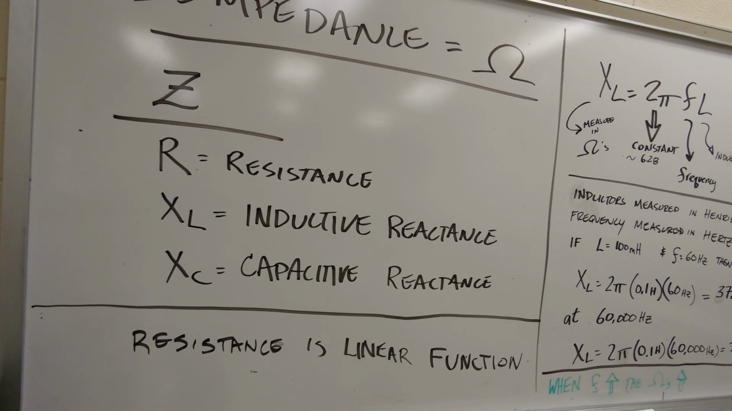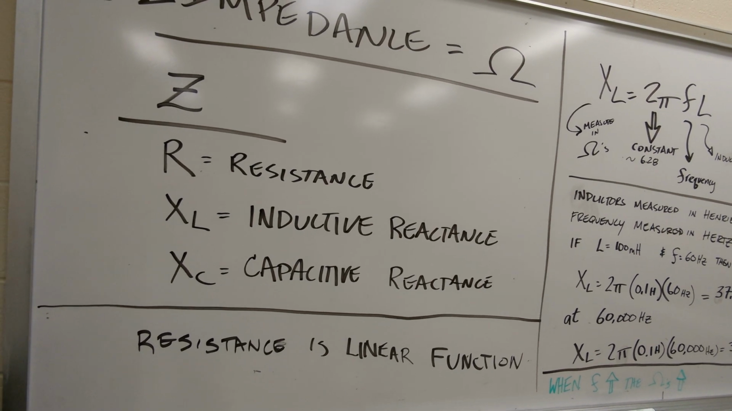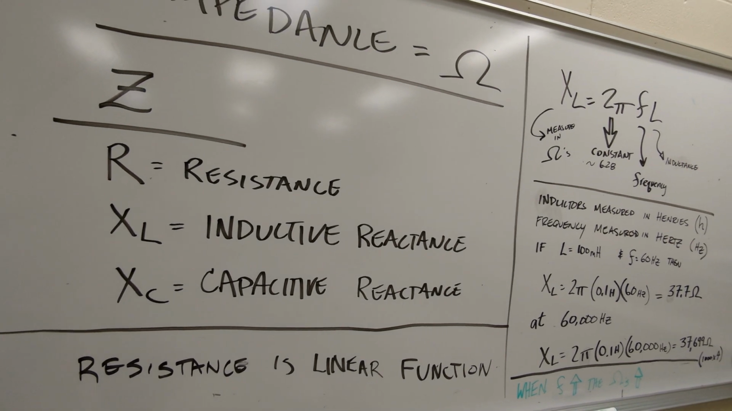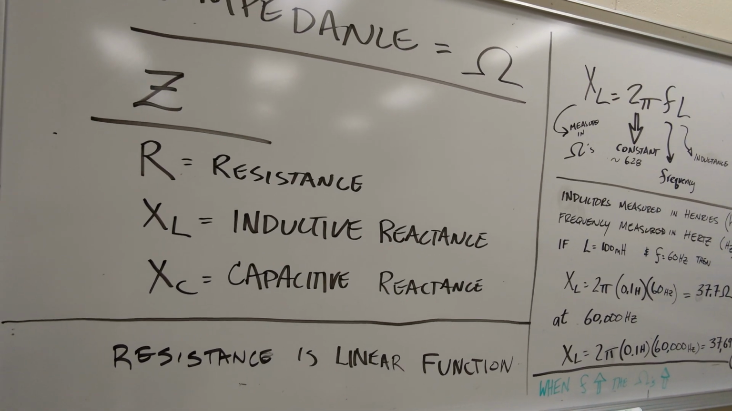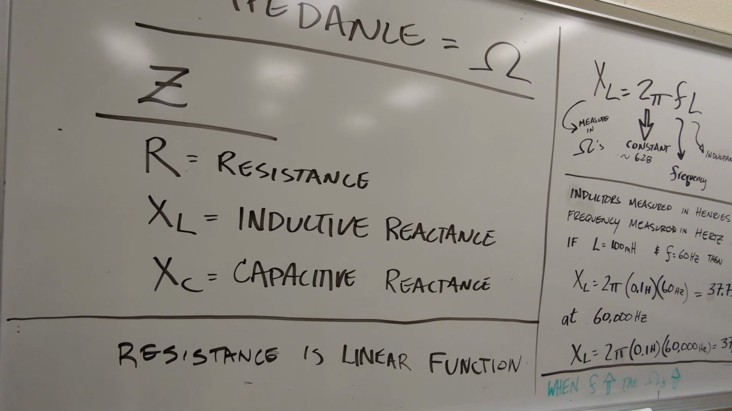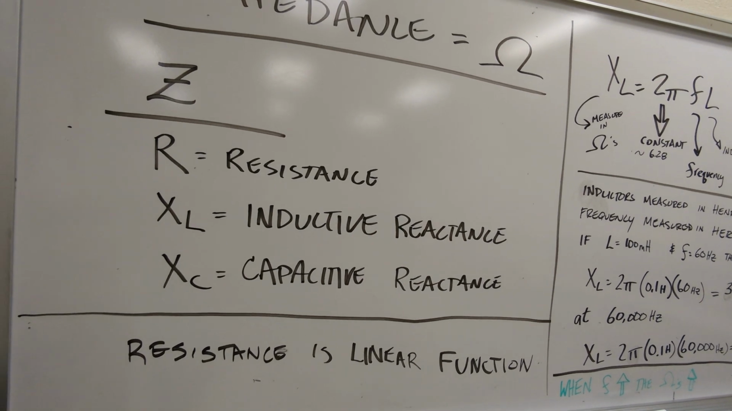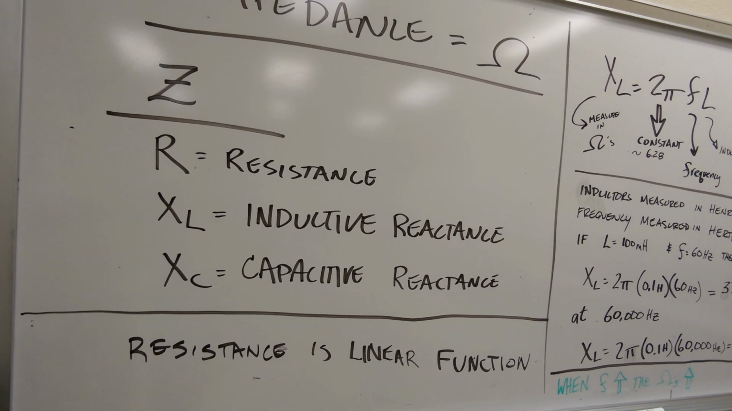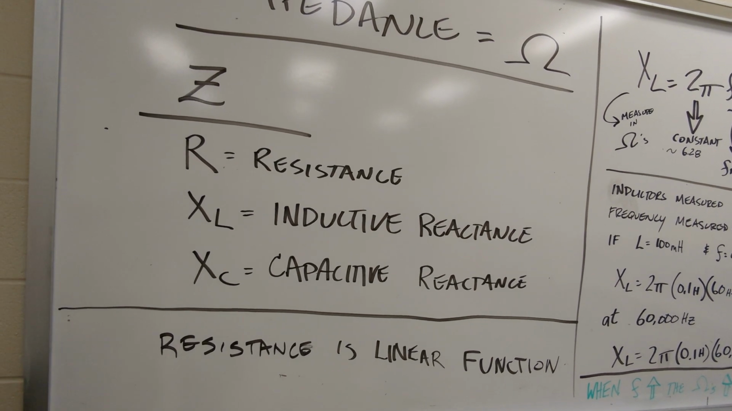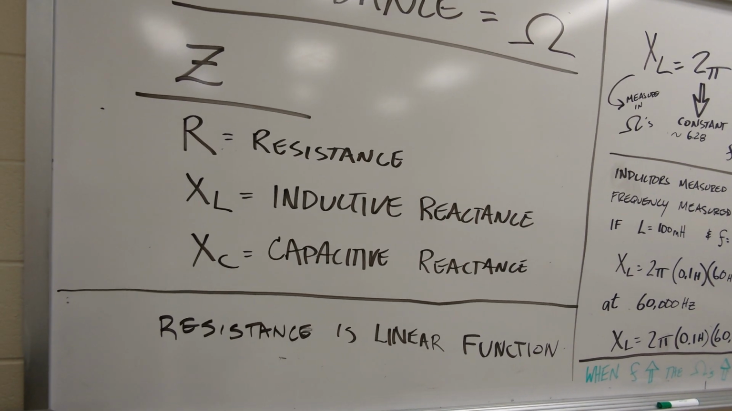Then we have this term called X of L. That stands for inductive reactance. The letter L stands for inductance. The X stands for reactance. So reactance, whether it's inductive or capacitive, is measured in ohms. So we have X of L for inductive reactance, and X of C for capacitive reactance. And those things are contingent on what's going on with the frequency and the unit of measure for that particular device being used. Resistance, again, is a linear function.